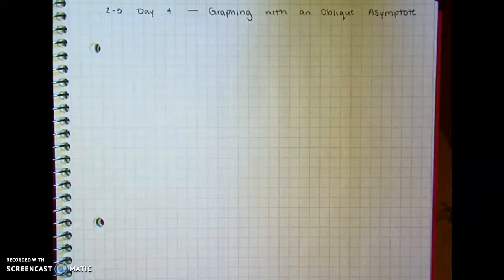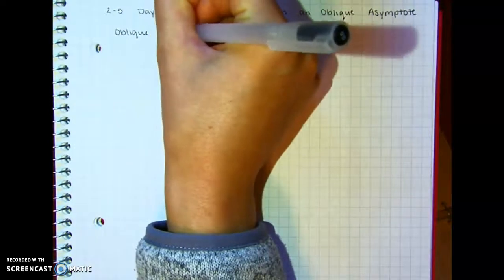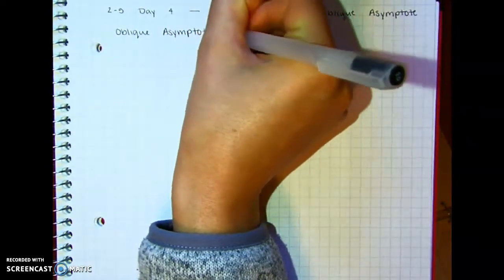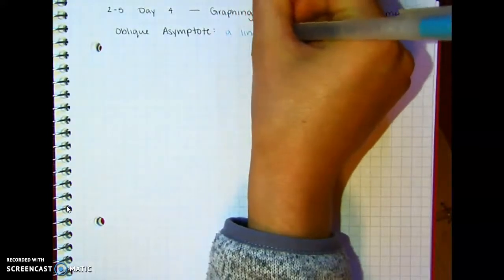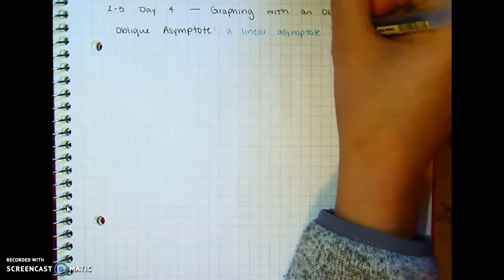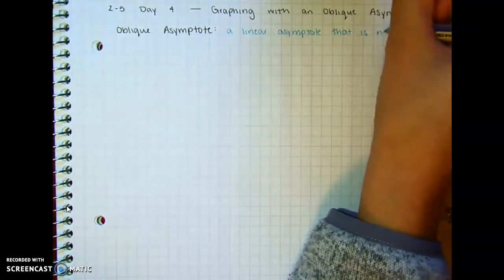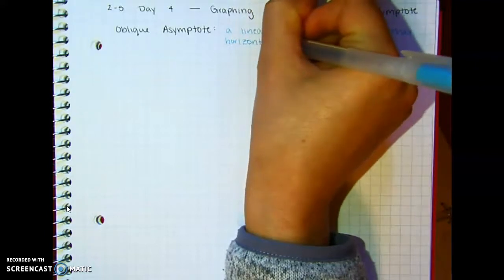So what is an oblique asymptote other than a fun word to say? An oblique asymptote is a linear asymptote that is neither horizontal or vertical.